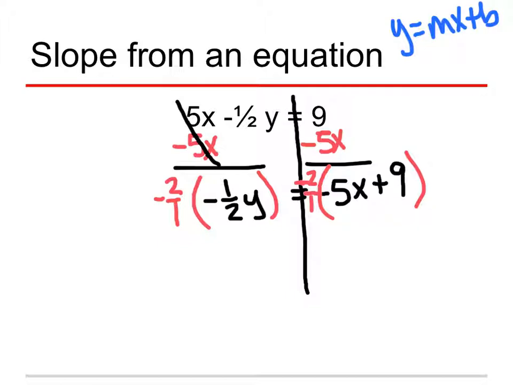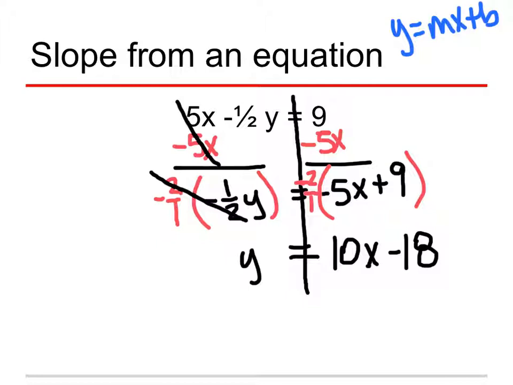Remember that negative 2 over 1 is just negative 2, so these cancel out and we have y equals. I have to multiply everything on the left by negative 2 over 1. So this is being multiplied by my x term and my constant. I have to distribute it to both. Negative 2 over 1 times negative 5 is positive 10. And then negative 2 over 1 times a positive 9 is a negative 18.